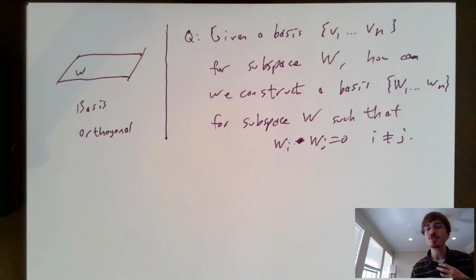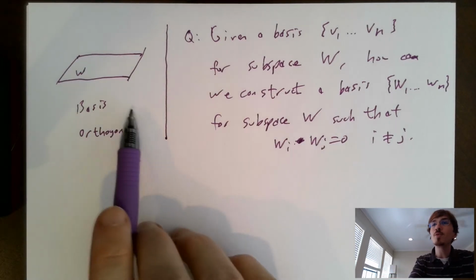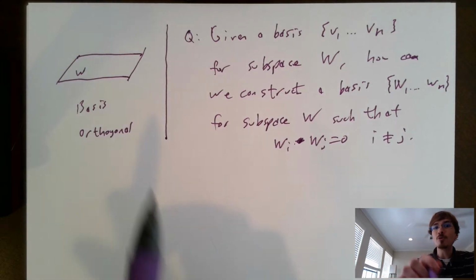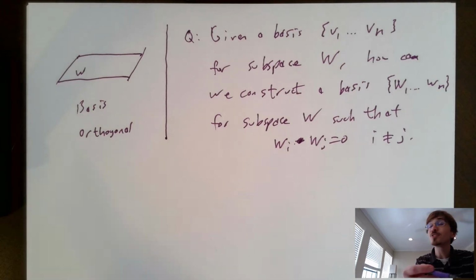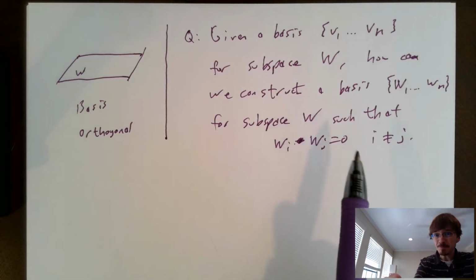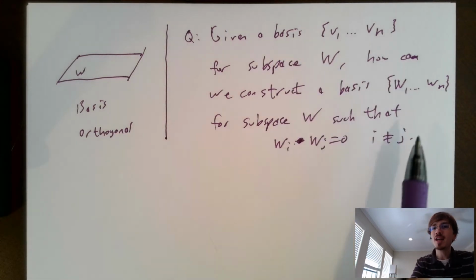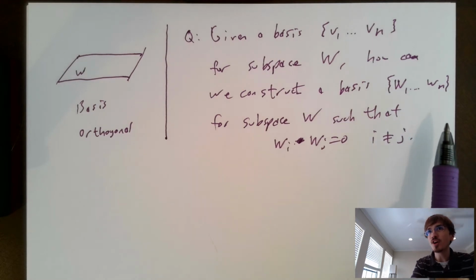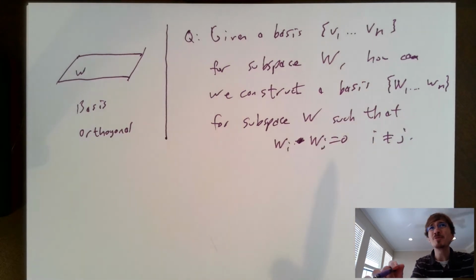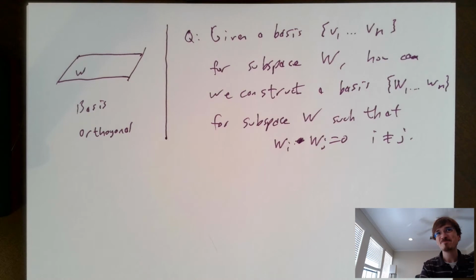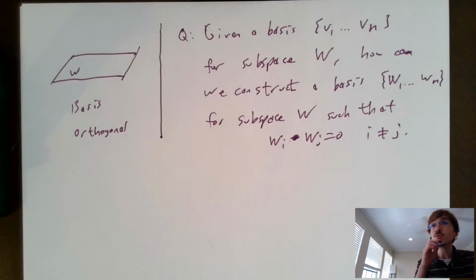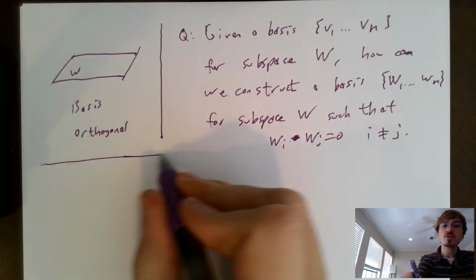So how can we do this? And if we can do this, then our definition of orthogonal projections will work for any subspace. We'll just need to find a basis and then convert it to an orthogonal basis using whatever algorithm we're about to develop. All right, so let's show this with an example.